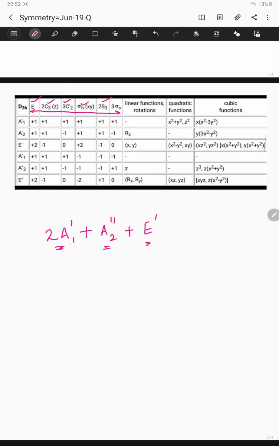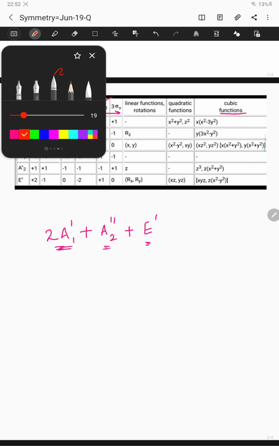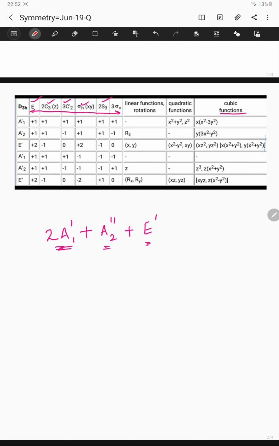There are 2 orbitals with A1 prime symmetry. So what are the 2 orbitals with A1 prime symmetry? We can check in the linear and quadratic functions. Cubic functions are not required because they represent the f orbitals. So when we are looking at the linear functions and the quadratic functions, around A1 prime there is absolutely no function, so no orbital is involved.